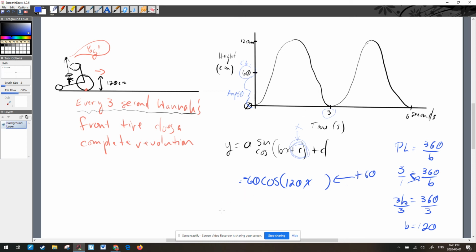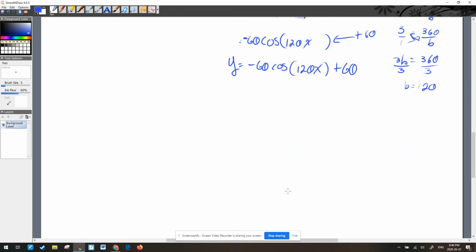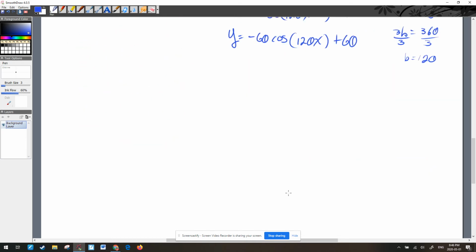So that means that the gum equation for Hannah is y equals negative 60 cosine of 120x plus 60. Okay, there you go. So we're going to do one more as practice, and that will be that. And so here we go.